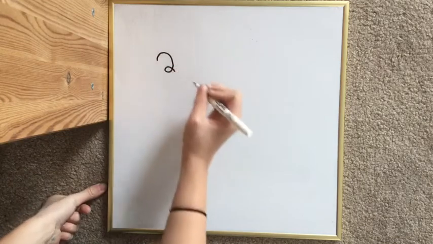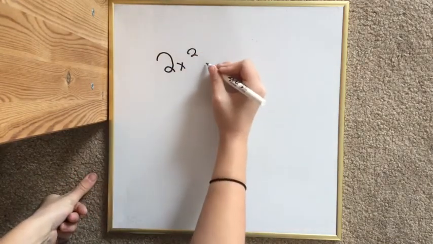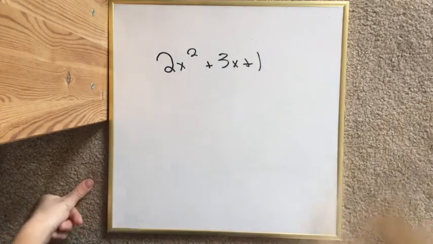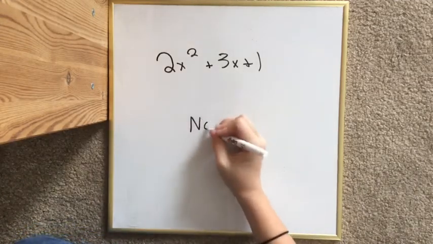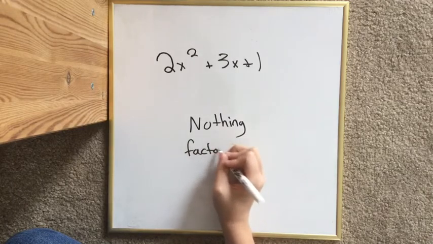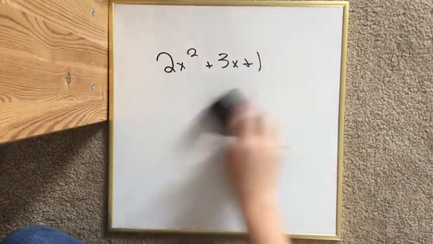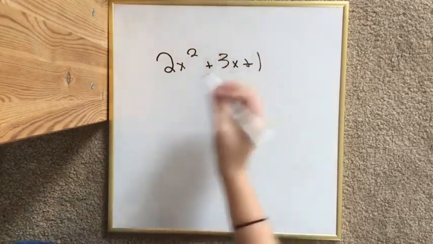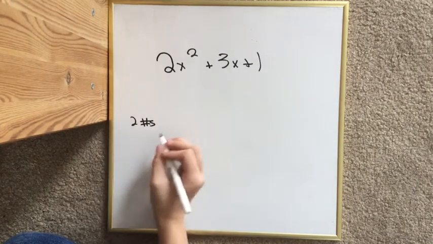We have 2x squared plus 3x plus 1. So nothing divides out of them. Our two numbers, what are we going to have to do for our two numbers? Hopefully you remember from last time. If not, you can look back.